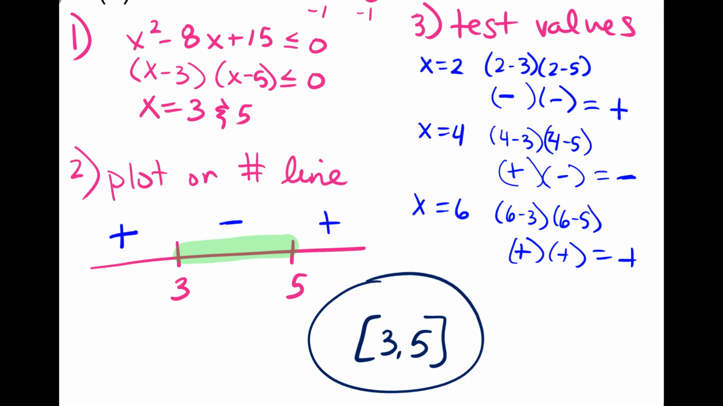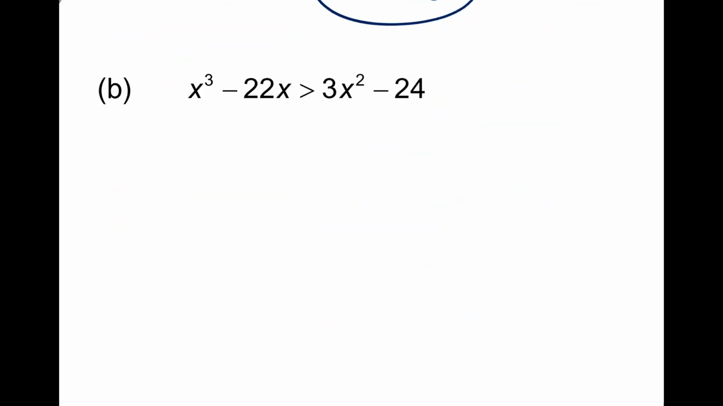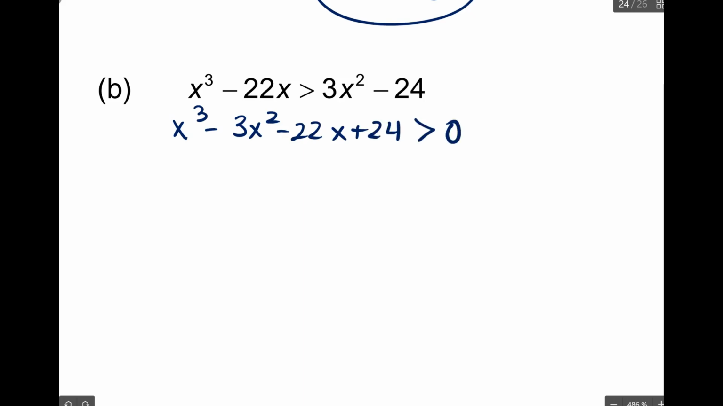Awesome. That's it. Whew. Okay, alright, let's go to the next example. So this one's not quite so straightforward. I wish. Okay, so let's get everything on the same side. So I have x cubed minus 3x squared minus 22x plus 24 is greater than 0. So I just moved these two terms over.